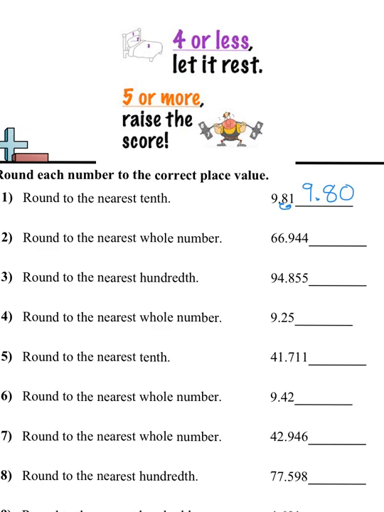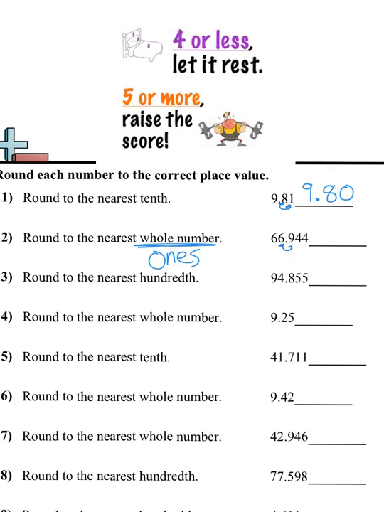Okay, number 2. We have 66 and 944 thousandths, and we're rounding to the nearest whole number. Whenever you see round to the nearest whole number, that is the same thing as rounding to the ones place. So let's find the ones place here. And we can see that the 6 here to the left of the decimal point is in the ones place.